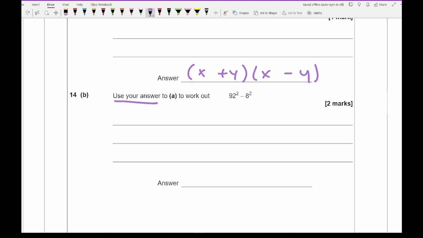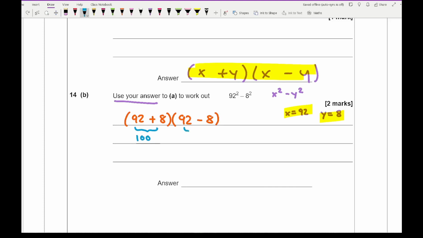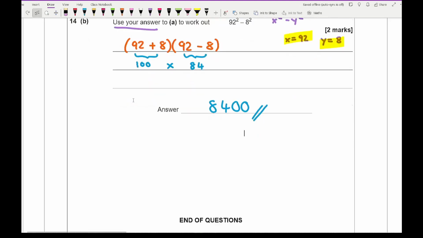Now in this particular question, if I compare that to x squared minus y squared, then here x equals 92 and y equals 8. So if I substitute these two things into my answer for part A, what I end up with is 92 plus 8 multiplied by 92 minus 8. Now this bracket is going to give me 100 and this bracket is going to give me 84. So then all that's left for me to do is 100 times 84, which gives me an answer of 8,400. And there is my final answer for this particular question.